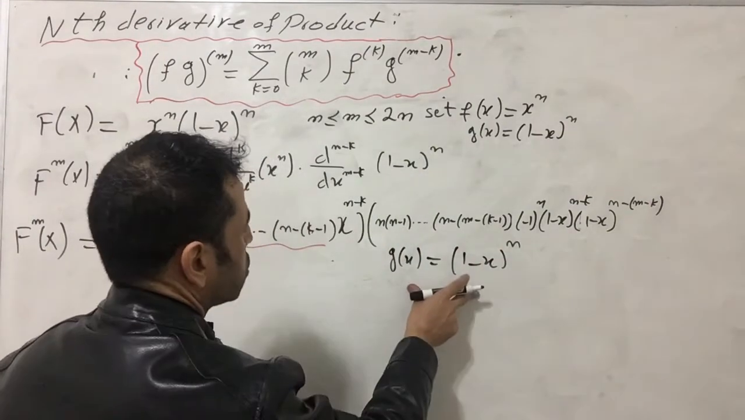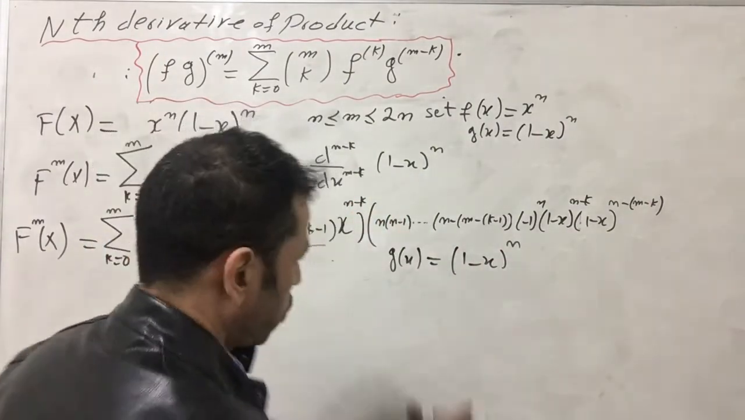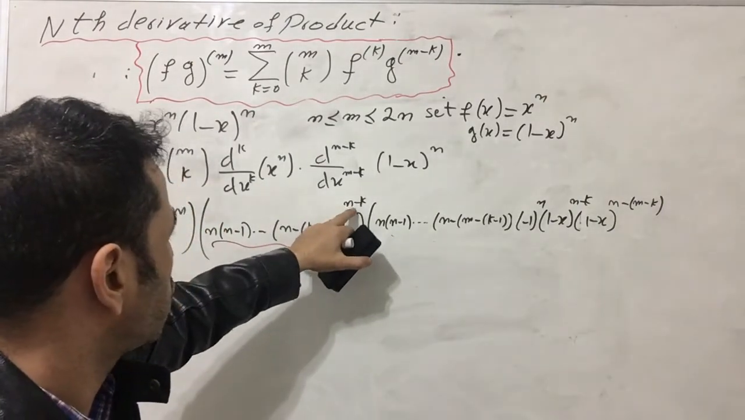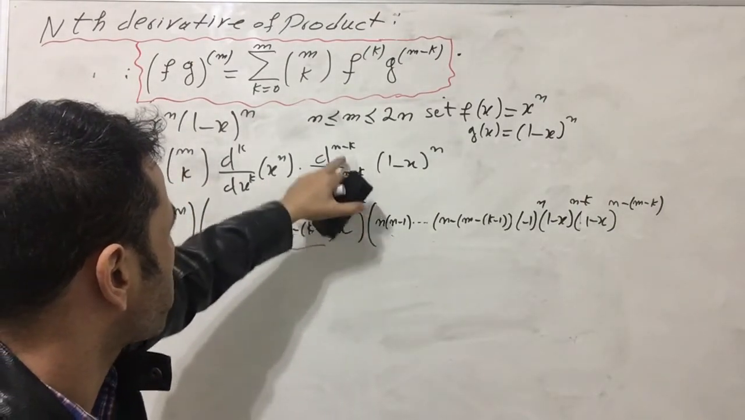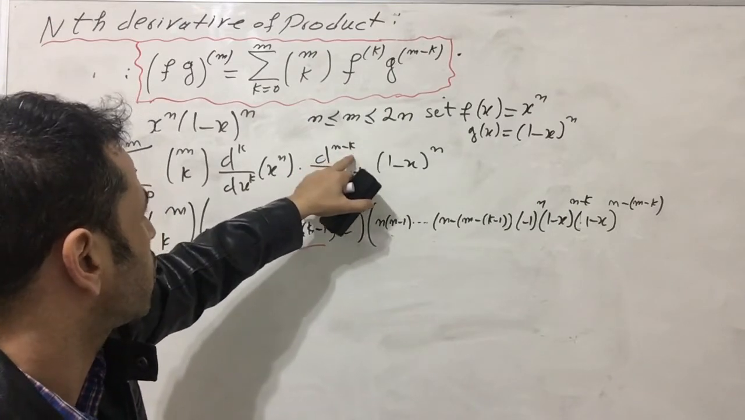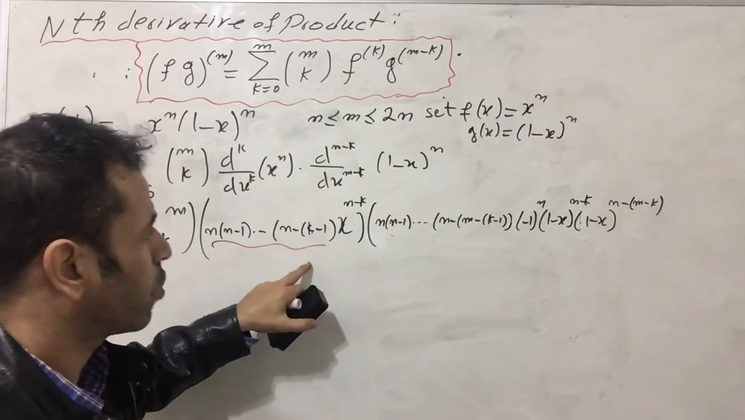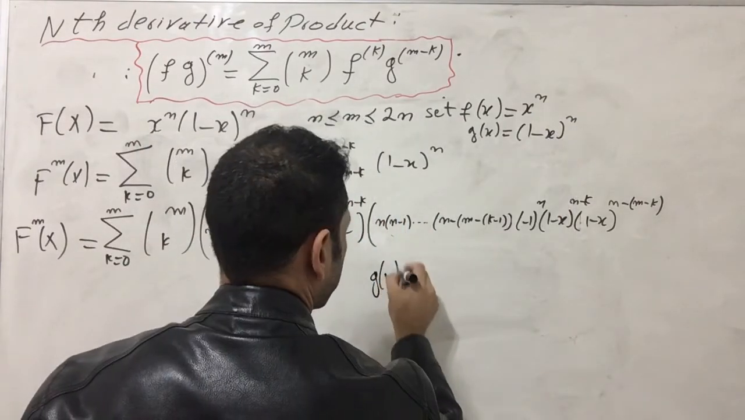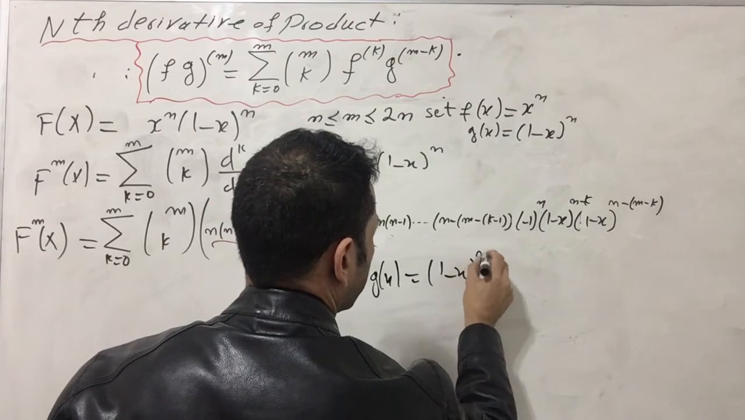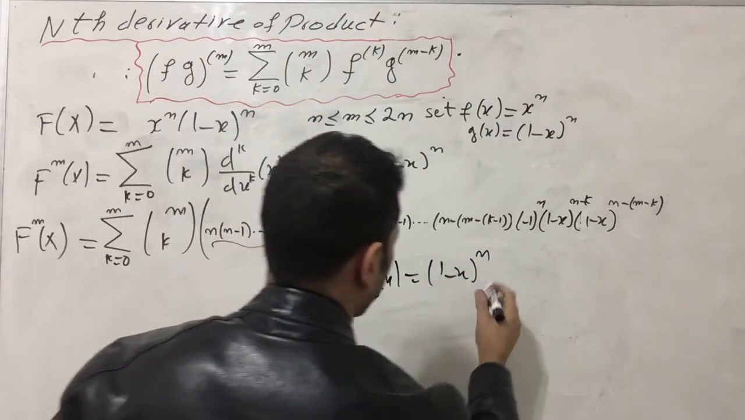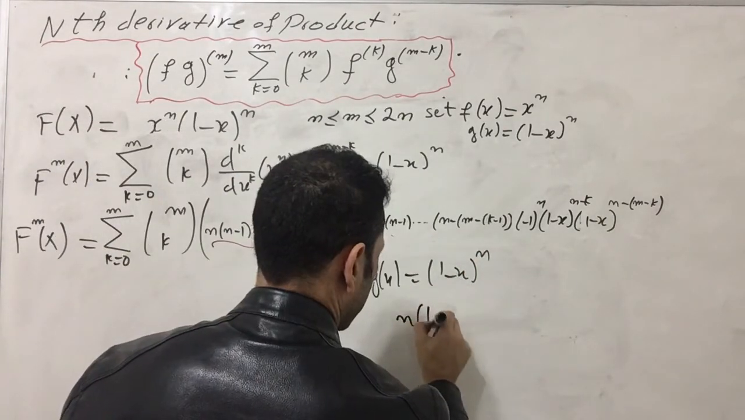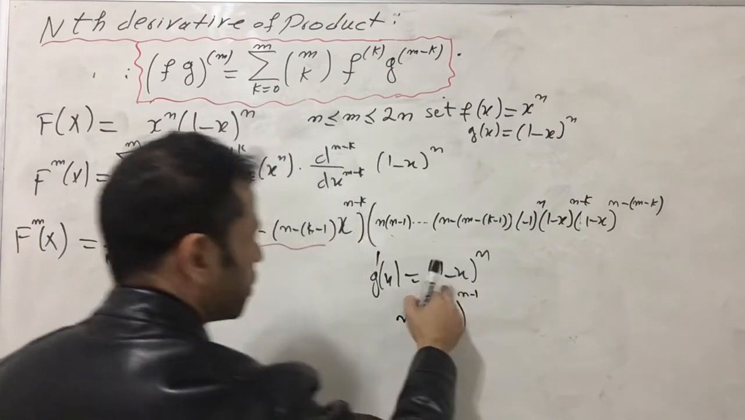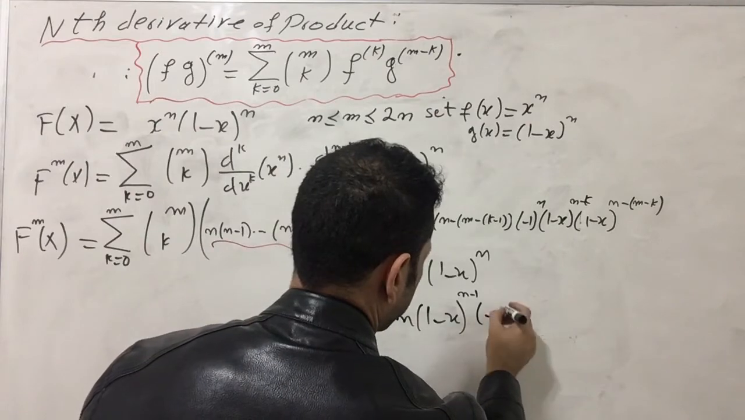If you try to differentiate this one n minus k times, it is the same explanation, because when you differentiate, you always get this order n minus m minus k minus 1, as we had before. For the derivative of the function g of x equal to 1 minus x to the n, n is multiplied by 1 minus x to the n minus 1. But don't forget there is a minus here.